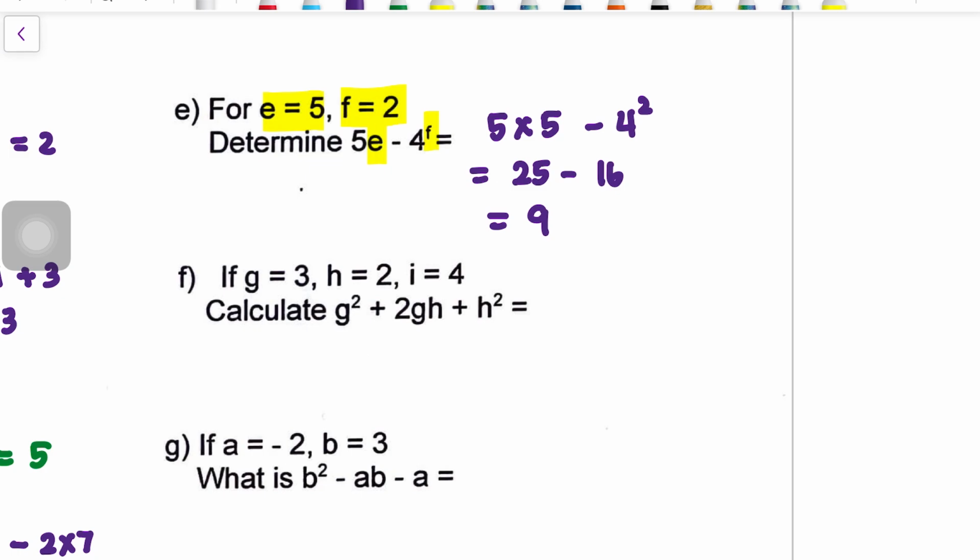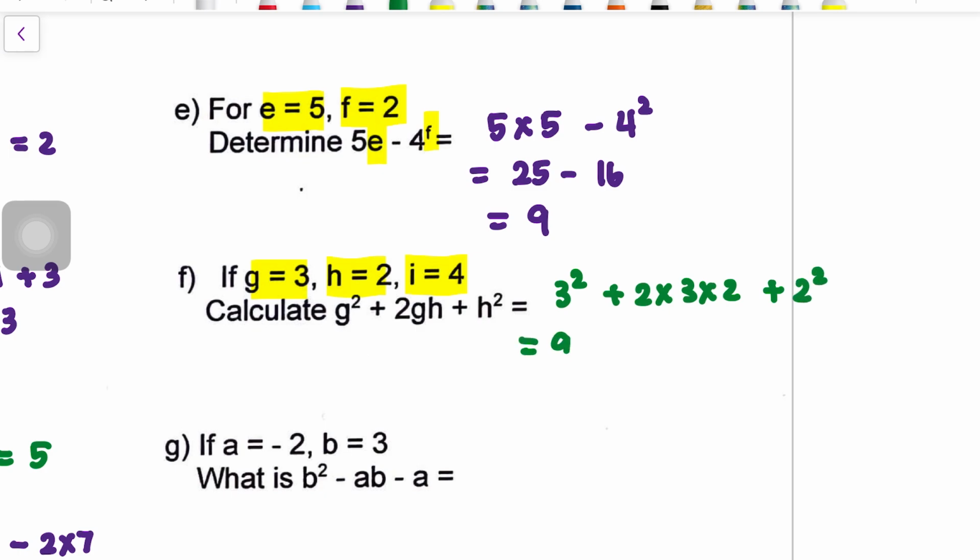Let's continue working on question part F. Part F, track with me. If G is equal to 3, H equals 2, I equals 4, calculate G squared plus double of GH plus H squared. All right, let's do this together. So G squared means G multiplied by itself. G itself is 3, so if I square it, I put a little square there. And then double of G times H. G is 3, H is 2. And then lastly, add H squared. So H is 2, and I square it.